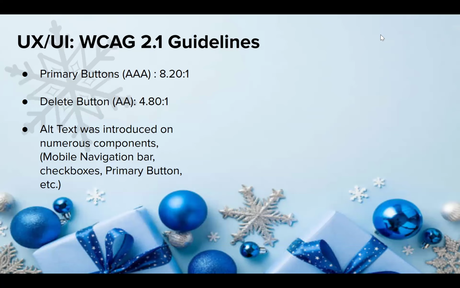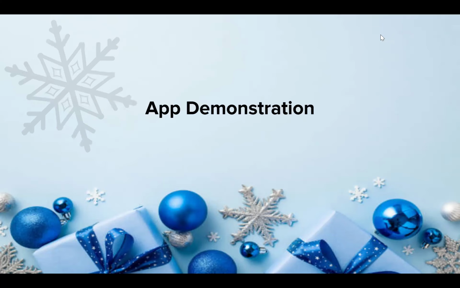Our primary buttons do fit the AAA standard. They are 8.20 to 1. Our lowest standard is our delete button. It is AA, so it does still pass accessibility guidelines, but it is at 4.8 to 1. However, we made it very red so that it is intuitive for users to use anyway. We also started implementing alt text in things like mobile navigation bars, checkboxes, primary buttons, etc.